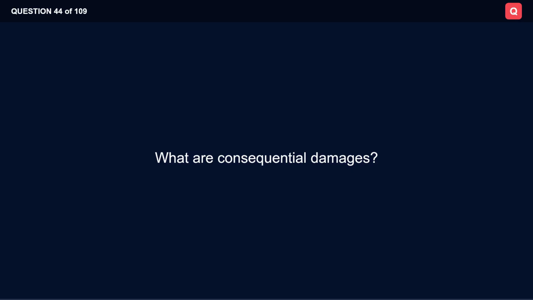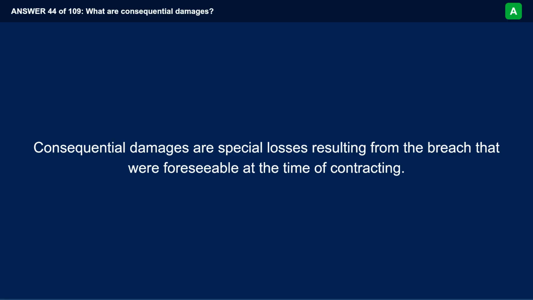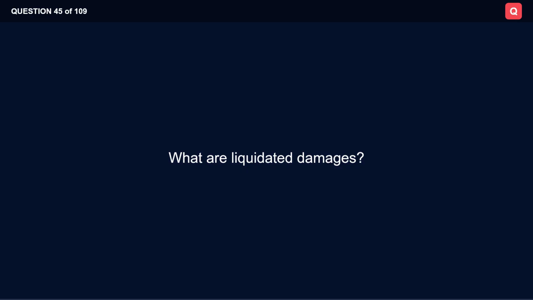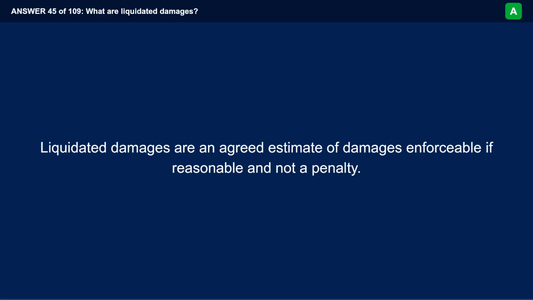What are consequential damages? Consequential damages are special losses resulting from the breach that were foreseeable at the time of contracting. What are liquidated damages? Liquidated damages are an agreed estimate of damages enforceable, if reasonable and not a penalty.